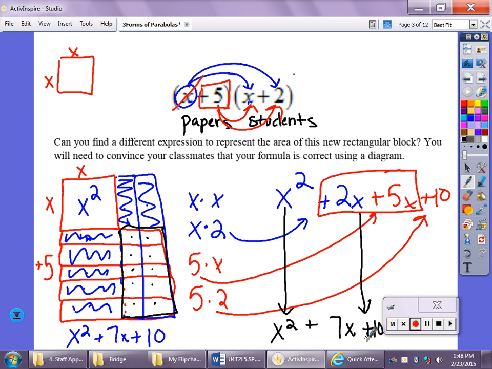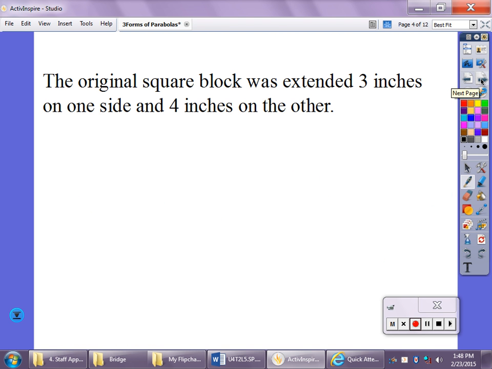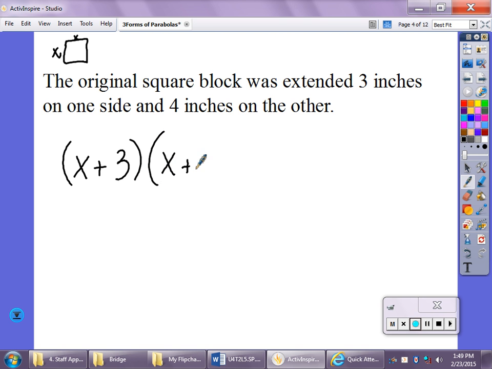Now, some of you were using the shortcut, which works because this is only a 1x and this is only 1x, which is the middle term you get by adding and the final term you get by multiplying. Okay? But you'll see later that that's not going to be the case because our x is going to start changing. Okay, so once again, the original quilt was x by x. So they got an order where they want to take the original and they want to extend one side by 3 and they want to extend the other side by 4.